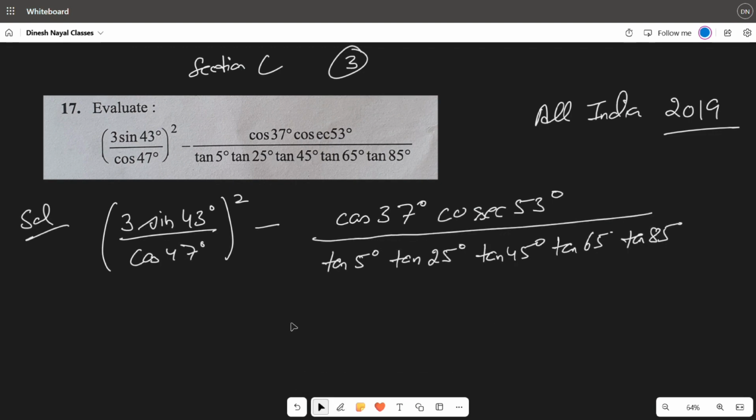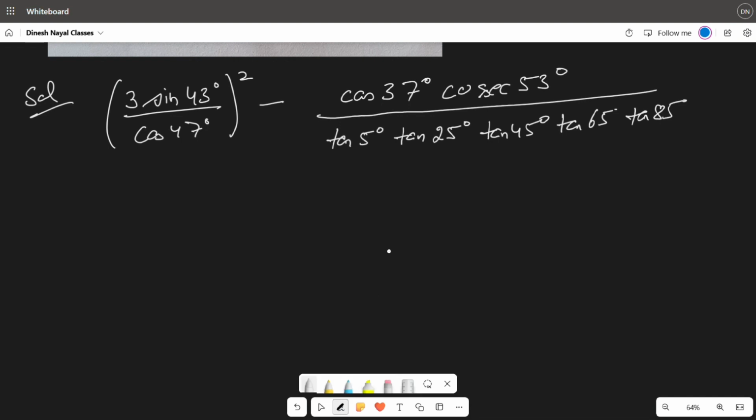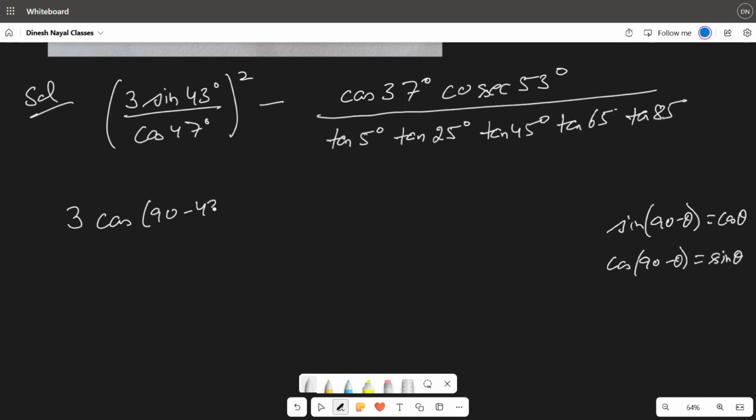Now see, this is a very interesting question. First of all, we should know that sine 90 minus theta equals cos theta. Similarly, cos 90 minus theta is sine theta. So sine 43, we can write as cos 90 minus 43, because cos 90 minus theta is sine theta, so it's the same thing, upon cos 47 degree, and then the whole square of it.